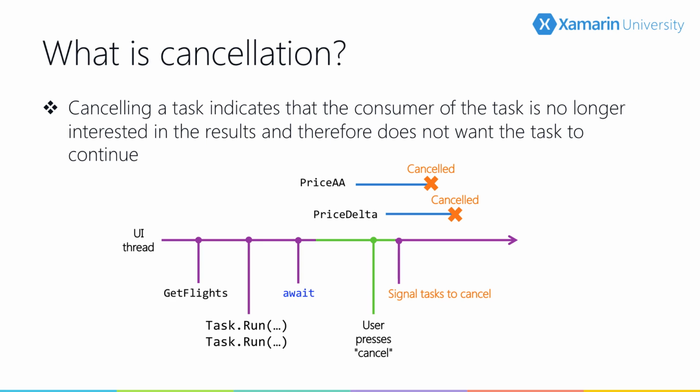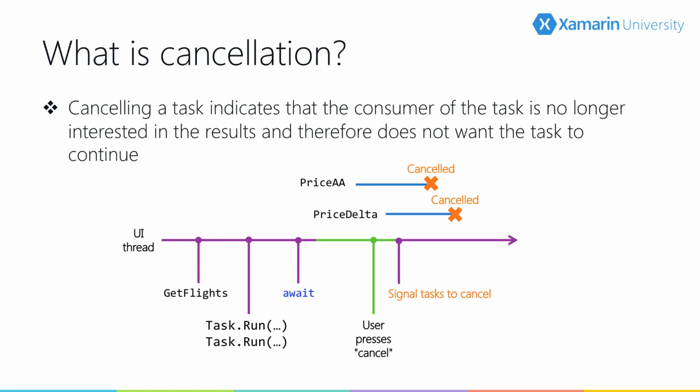Let's again have a look at a diagram. Let's say we have a method called GetFlights. GetFlights is generating multiple tasks because it wants to find the cheapest flight to some destination. Every task is responsible for communicating with the web APIs of a specific airline. Here in this case, American Airlines and Delta.